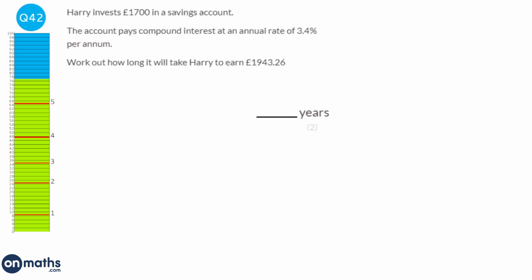So we're going to start off by finding the multiplier. And we start off with 100%. It's an increase of 3.4%, so we get increase 3.4%. And so that would be 103.4%.